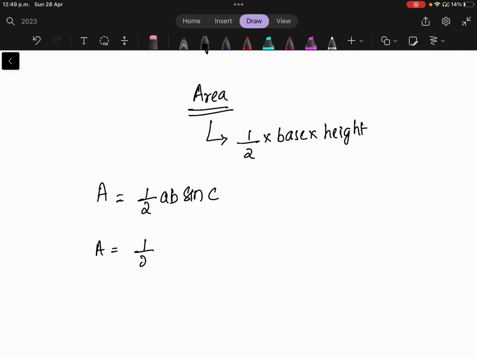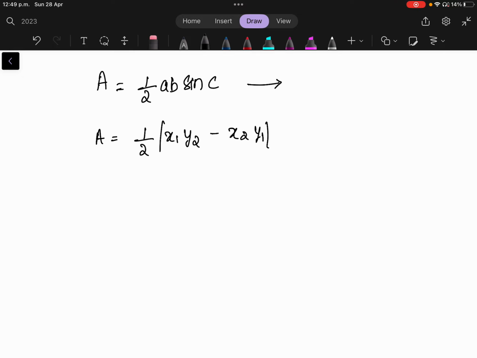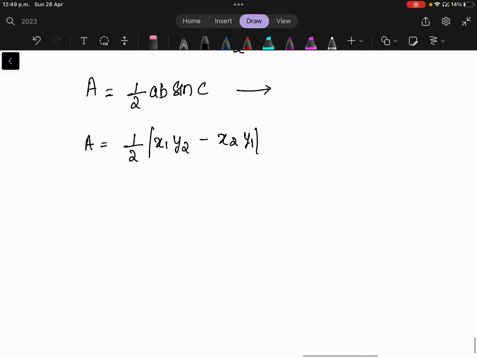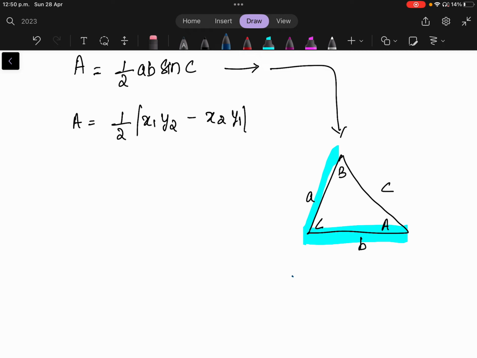The second formula: area is equal to half of x1 y2 minus x2 y1. When do we use both of these? The first formula is used when you have a triangle and are given two sides and the angle between them. Let me explain that first. If you have a triangle like this with three sides A, B and C, and I'm working with this side and this side, the area will be half ab sine C. What is C? C is the angle which is between those two sides. Similarly, you can work with all the other sides.